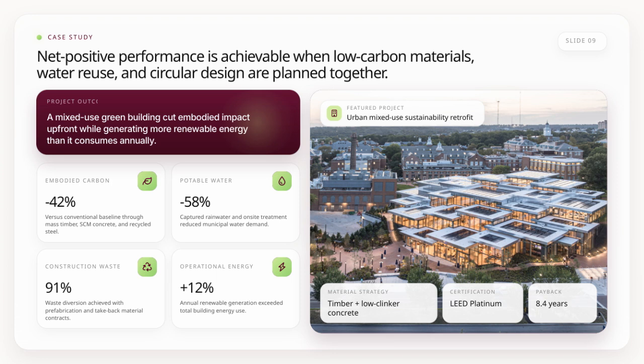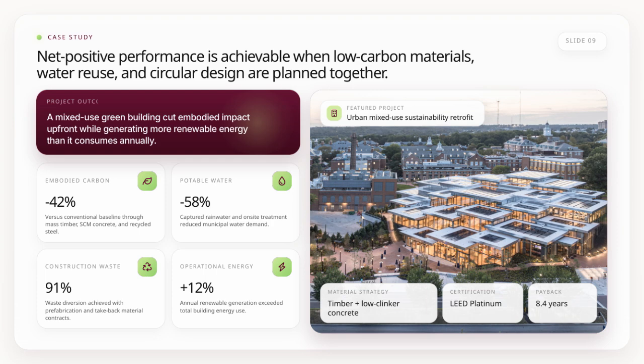Water usage was also dramatically cut by 58%, thanks to captured rainwater and on-site treatment systems that minimize the need for municipal water. For construction waste, an impressive 91% diversion rate was reached by utilizing prefabrication techniques and take-back material contracts, which help keep waste out of landfills and encourage reuse.